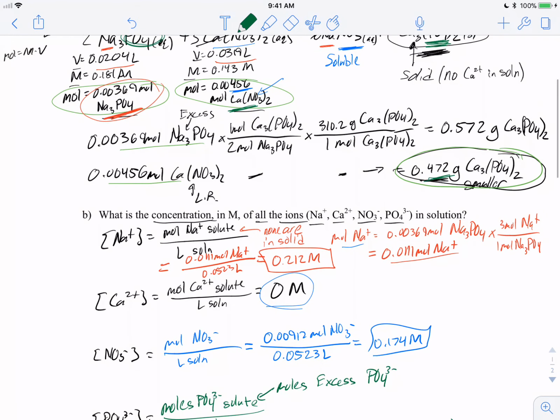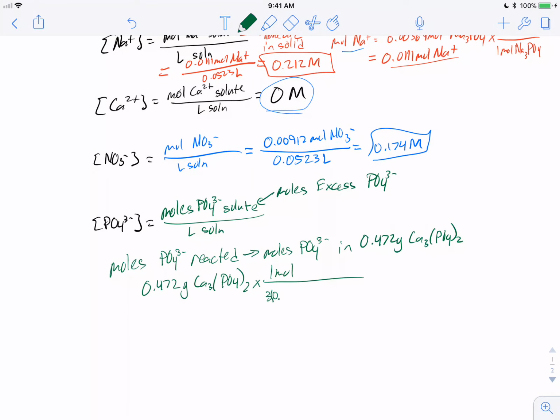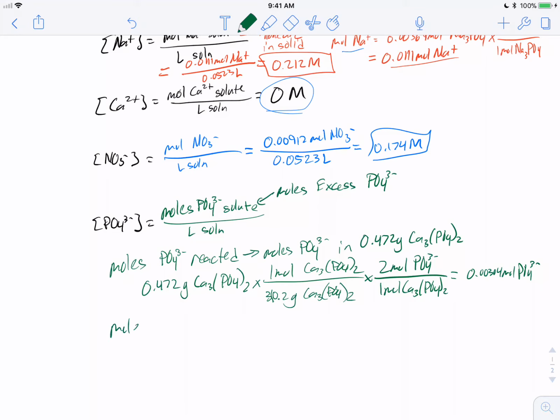So our molar mass is 310.2 grams of calcium phosphate for every mole of calcium phosphate. And then our mole ratio in this compound is that we would have 1 mole of calcium phosphate. In that 1 mole, we would have 2 moles of our phosphate ions. And so then that would give us the moles of our phosphate that has reacted, 0.00304 moles of phosphate.